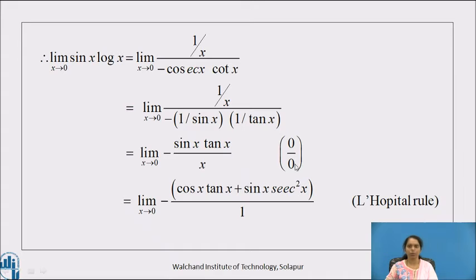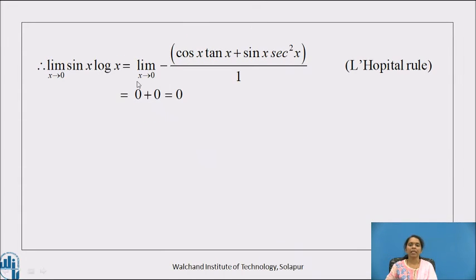Substitute the limit x tends to 0 so that numerator represents 0 and denominator also, which is a 0 by 0 indeterminate form. So applying L'Hospital's rule, it is equal to limit x tends to 0 minus sign outside the bracket. Apply u into v rule for differentiation. So tan x as it is, derivative of sin x is cos x, plus sin x as it is, derivative of tan x is sec square x whole divided by 1.